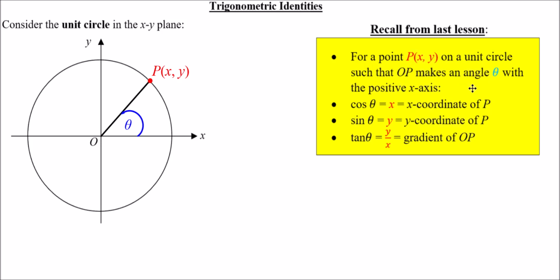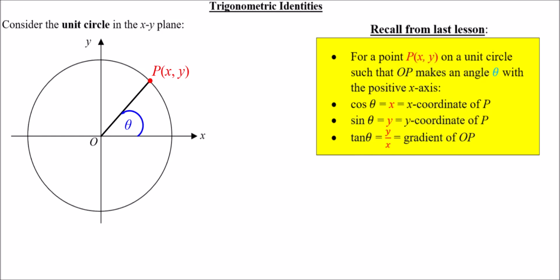So from last lesson, for any point P(x, y) on a unit circle such that OP makes an angle theta with the positive x-axis, we said that cosθ is always going to be the x-coordinate of this point. Sinθ is defined as the y-coordinate of P, and tanθ, which is the opposite divided by the adjacent, which is y divided by x, is the gradient of OP.